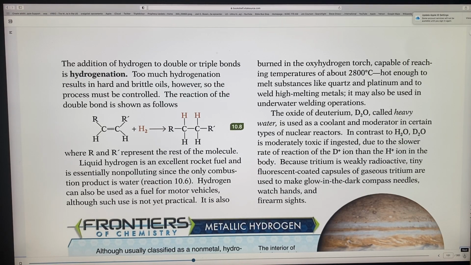Okay, this is called hydrogenation. Hydrogenation is the addition of hydrogen to double or triple bonds, and too much hydrogen results in hard, brittle oils. So this is very common in things like butter, making it so that it won't be liquid at room temperature. So it's called processing, or hydrogenation, right? So you'll see these in foods especially.